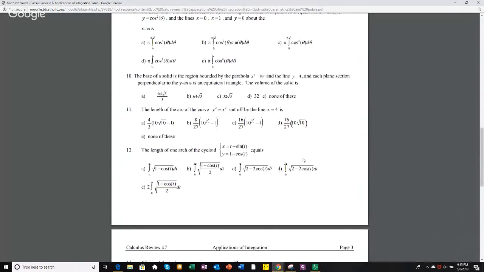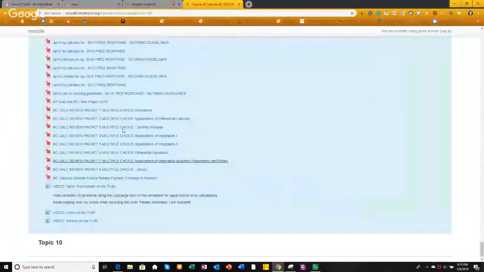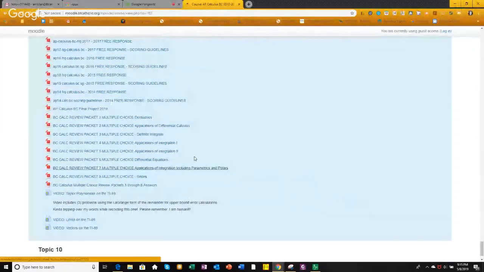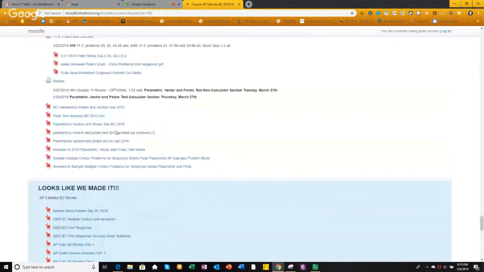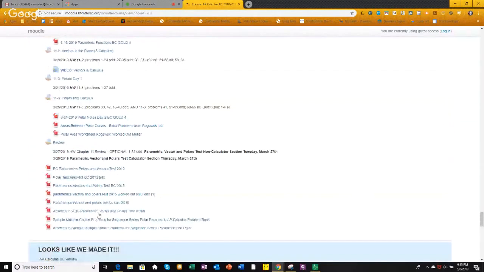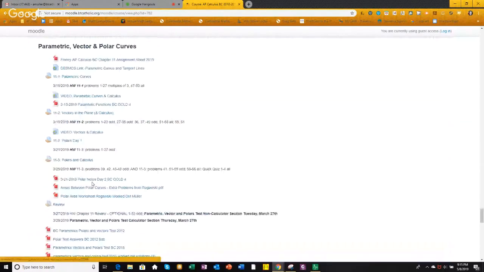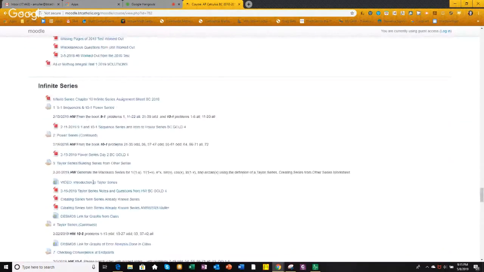If you go to my Moodle site, you will have practice multiple choice questions for every calculus topic. And if you go to each one, like this is my parametric polar curve, you can look at my test, which has a whole bunch of stuff on series, parametric, and polars that might be of interest to you.